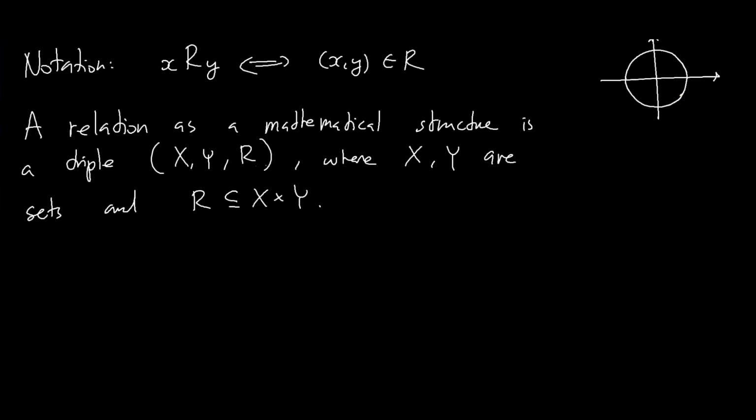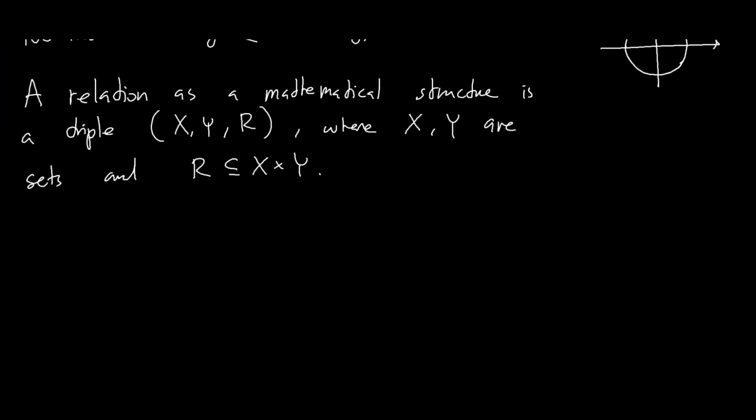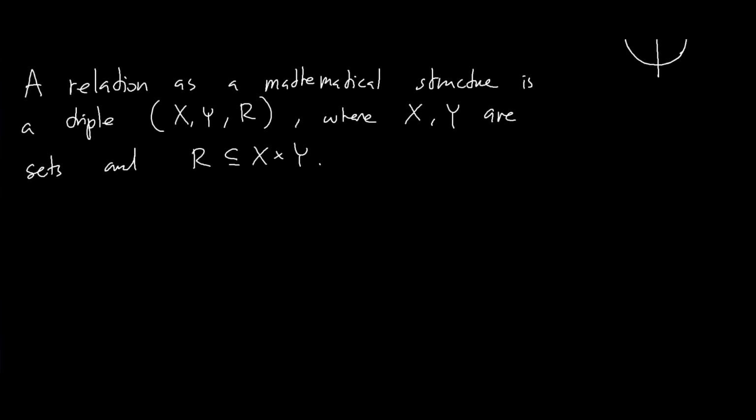Okay, but for general relations, not just y but also x cannot be recovered from R. So that's why, as a mathematical structure, we do want to keep all three ingredients, x, y, and R, which have been chosen by us in such a way that R is a subset of x cross y. If you have any questions so far, please ask. Otherwise, I'm going to continue on with describing some standard types of relations.